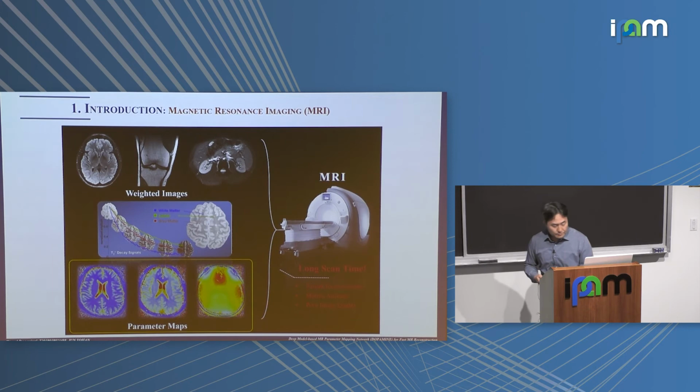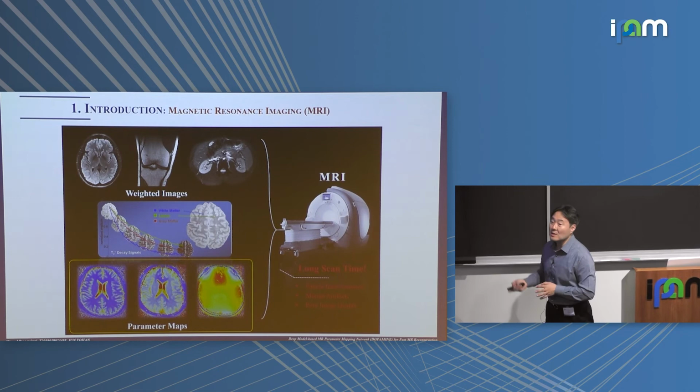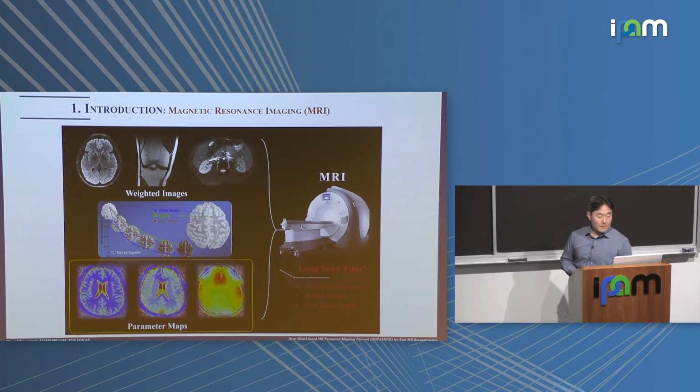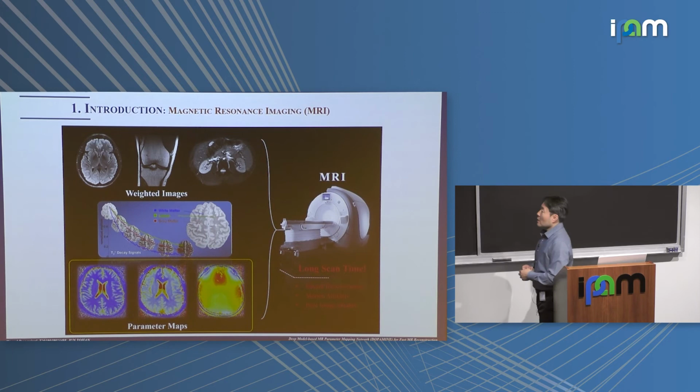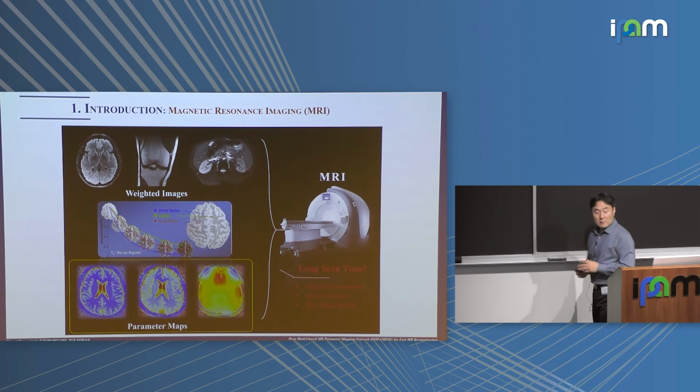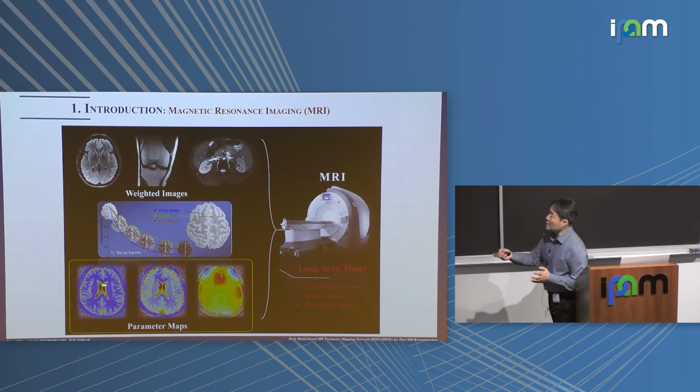the radio frequencies. So once we know this decay constant, then we can generate quantitative MR images specific to certain tissues. As you can see here, this is the parameter map, a T1 map and T2 map, and this is the field inhomogeneity map. So if we can generate these parameter maps, then that can be very beneficial when the doctors try to make the right decisions, because these values can be quantitative.